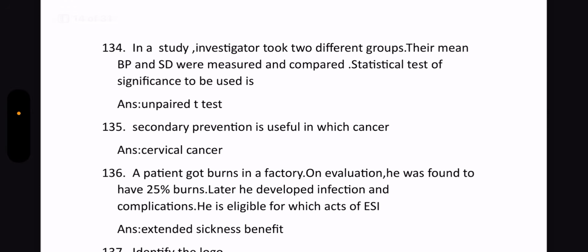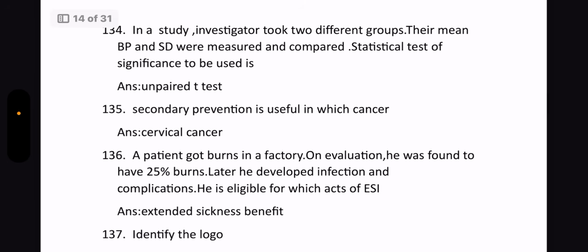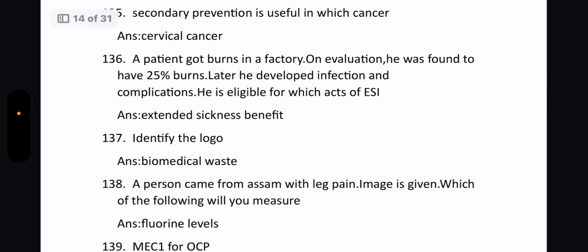Next, in a study, investigator took 2 different groups. Mean BP and SD were calculated and compared. Statistical test of significance is unpaired t-test. Secondary prevention is useful in cervical cancer.